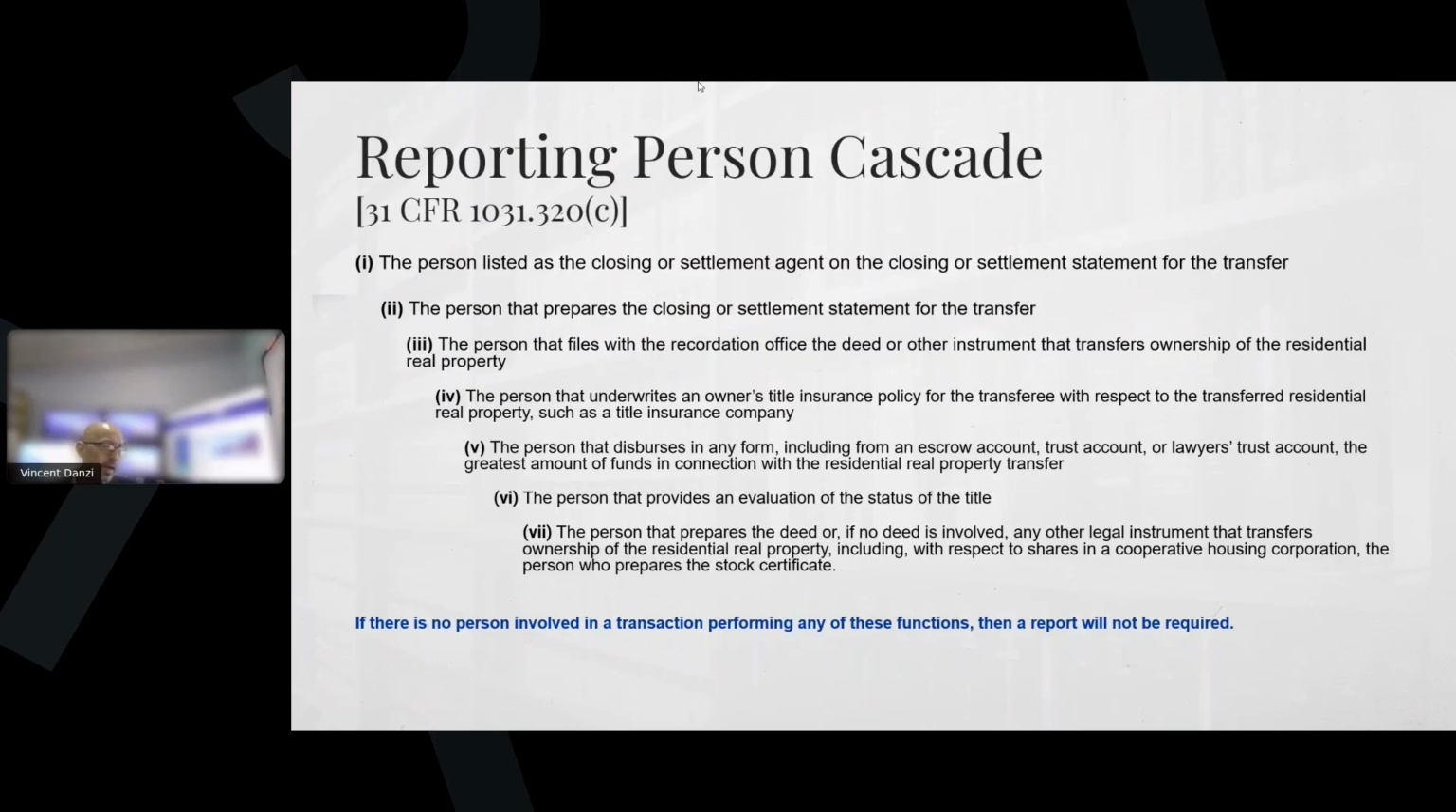But for the most part, if you're lucky enough to know that you have a closing or settlement statement, I think this is going to be pretty obvious whether or not a title agent finds itself in the reporting person cascade. We're almost always going to be found at position 3.